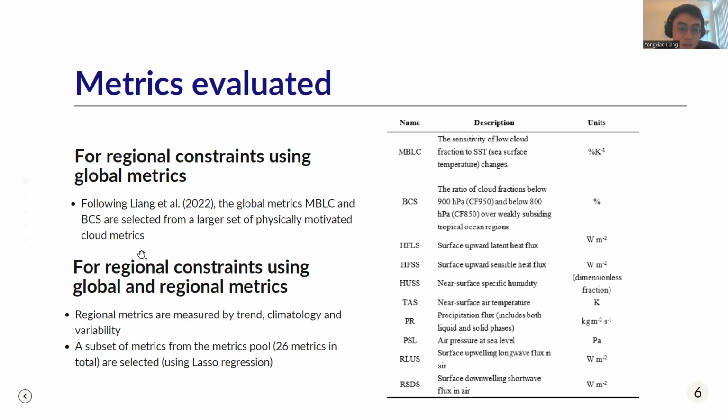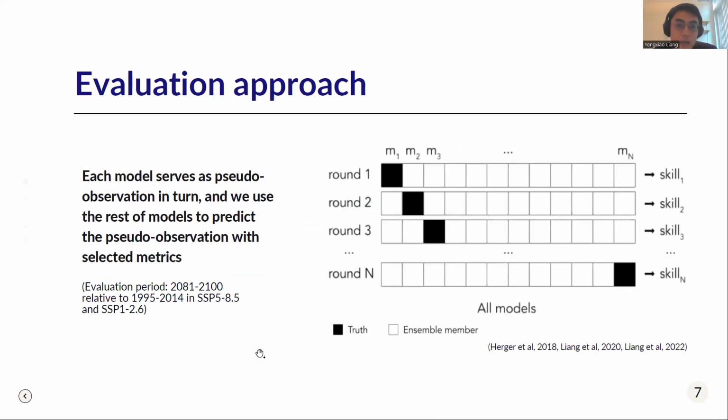My study measures those regional metrics by the trend, climatology and variability. So the regional climate indices are shown in the red table here. We do not apply all of them; we use a metric selection process to apply just a subset of the metrics, because some metrics share similar information, which will increase the redundancy of our observational constraint framework. So we have two choices of metric.